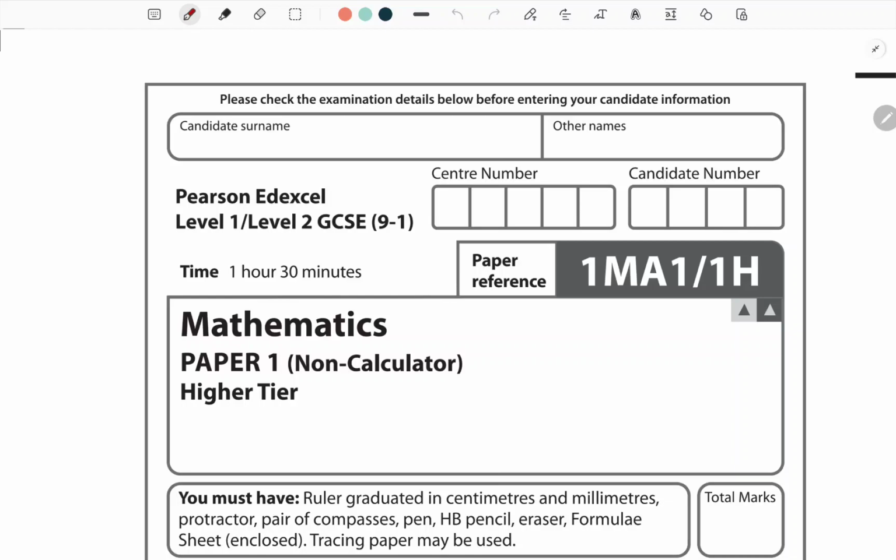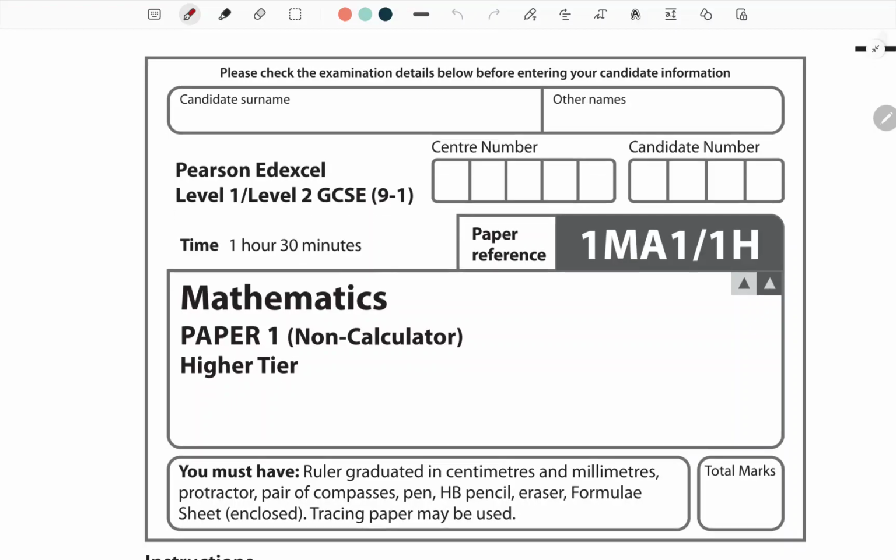And in this video, we're going to go through the EDEXCEL Maths GCSE higher tier, paper 1, which is a non-calc paper from May 2022. All right, so that's the most recent one at this time.